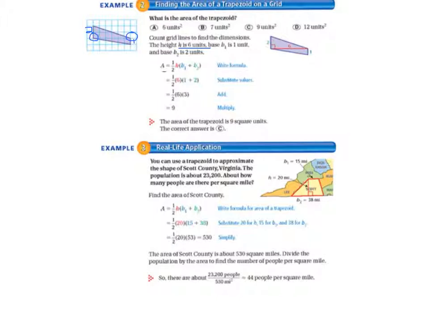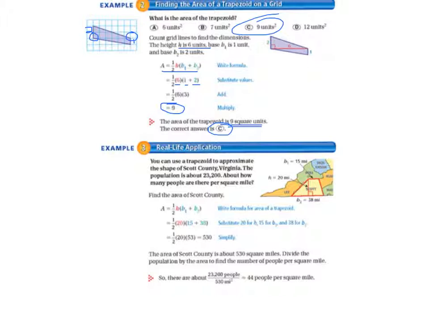So again, we write our formula. Area equals 1/2 height times base 1 plus base 2. We substitute in our values. So 6 is the height, 1 is base 1, 2 is base 2, and then we add first because that's what's in our parentheses. 1 plus 2 equals 3, and then we multiply. 6 times 3 equals 18, times 1/2 equals 9. So the area of the trapezoid is 9 square units. So the correct answer is C, 9 square units.